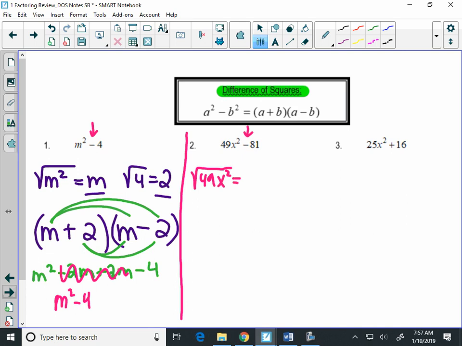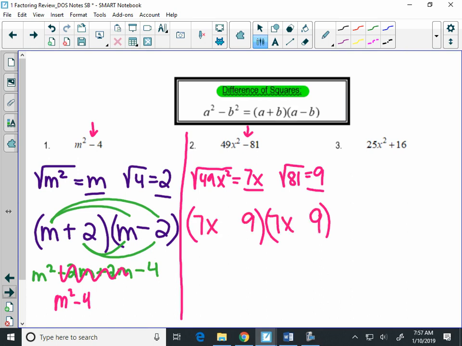All right, the square root of 49x squared is 7x. And the square root of 81 is 9. So you're going to use the 7x and the 9 when you factor here. And just like the last problem, you're going to have two parentheses that look the same. They each get a 7x. They each get a 9. One gets a plus, one gets a minus. That is your final answer.